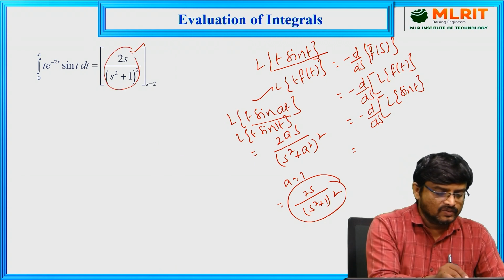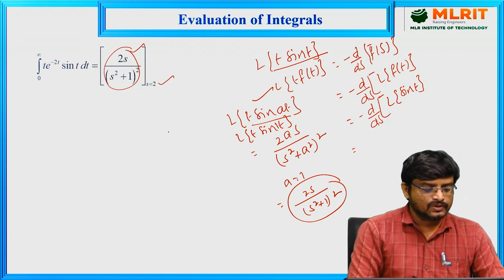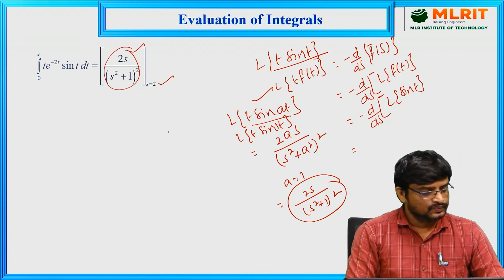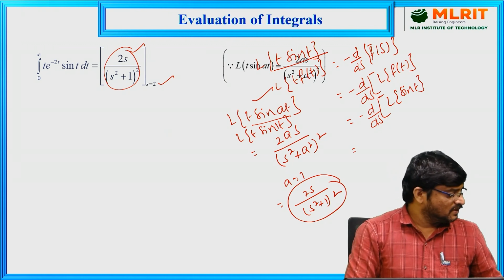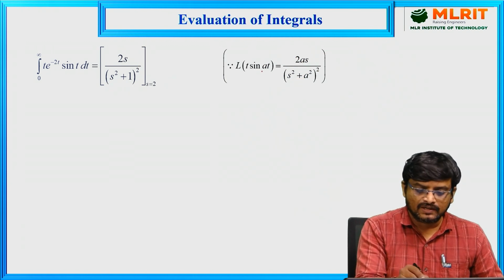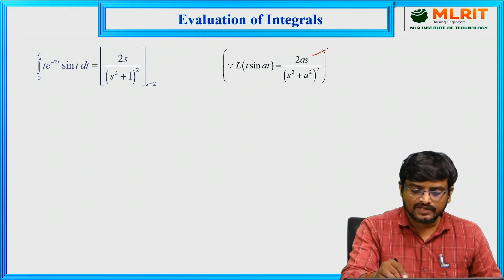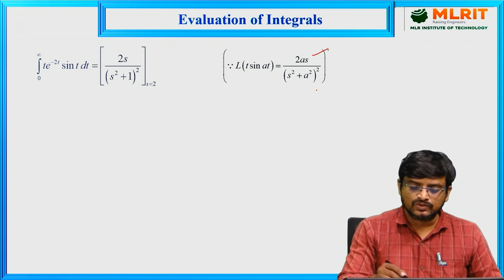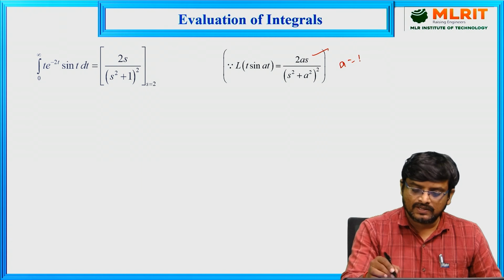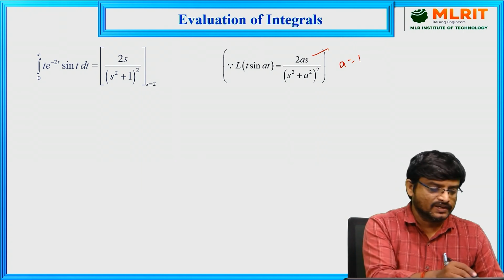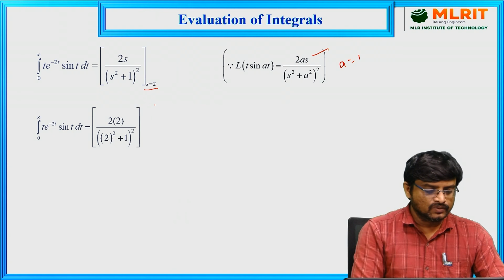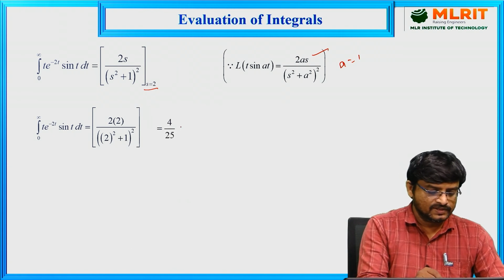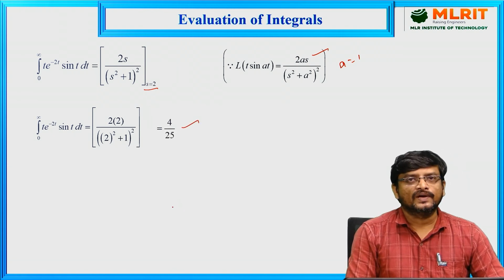Now here wherever we are having s, we have to replace that s with 2. So now simplify this. So use this formula. We have used this formula, t into sin at, 2as by (s square plus a square) whole square. So by taking a is equal to 1, we get this value here. So replace s is equal to 2. So simplify this, you will get 4 by 25.